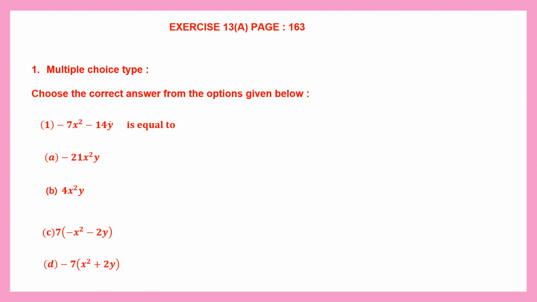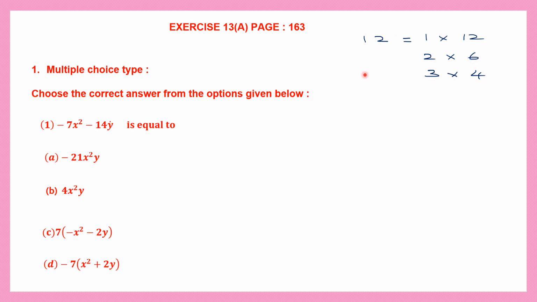Now what is Factorization? Suppose I have the number 12. What are the numbers that multiply to give me 12? 1 into 12 will give me 12. Then 2 into 6 will give me 12. Now 3 into 4 will also give me 12, isn't it? Now these numbers 1 and 12, 2 and 6, 3 and 4 are the factors of 12.